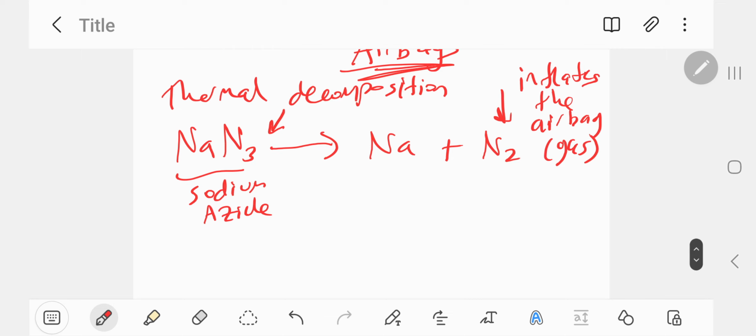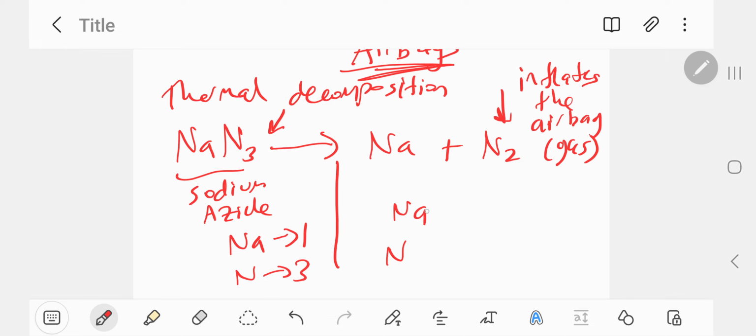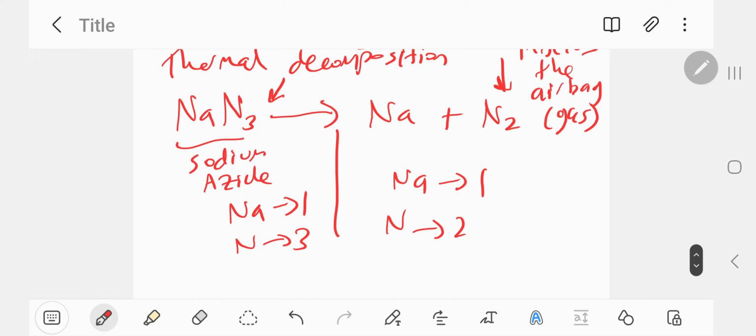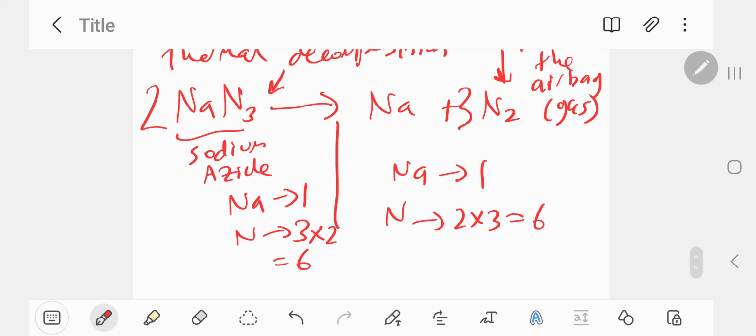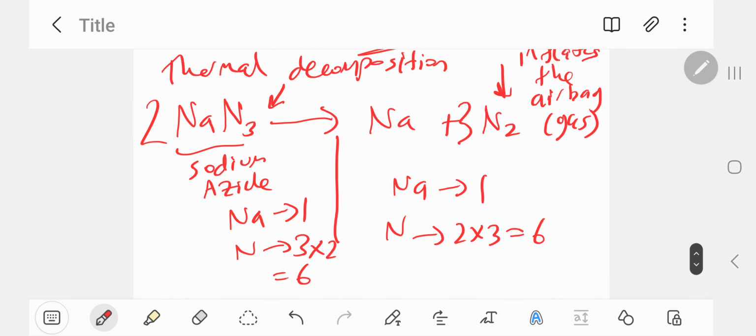This isn't balanced. Let's balance it. NaN3 goes to Na plus N2. There's 1 sodium on the left, 3 nitrogen on the left, 1 sodium on the right, 2 nitrogen on the right. Let's balance. So for the nitrogen on the right, let's times it by 3 to get 6. Put the 3 in front of the nitrogen. Turn the left into a 6. We times that by 2 to get 6. Put a 2 at the front. The nitrogen gas is the result of the thermal decomposition of sodium azide.